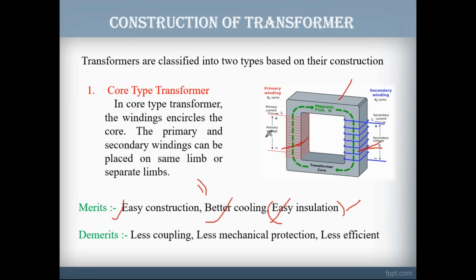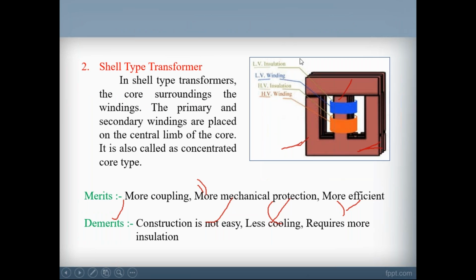Now let me see the second model, shell type transformer. In shell type, what is less coupling? See here, coupling in the sense that two windings should be connected.